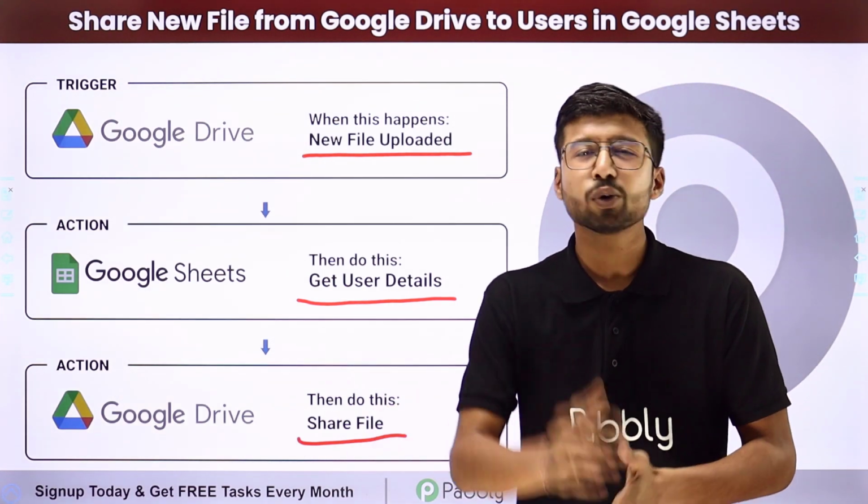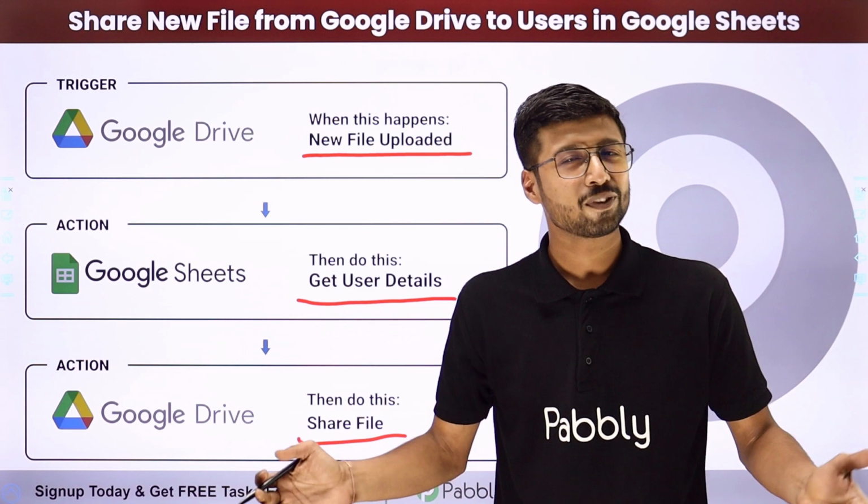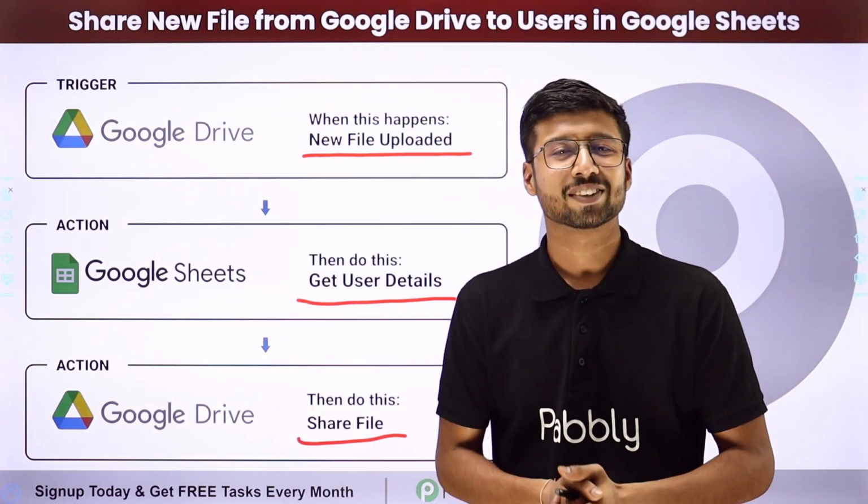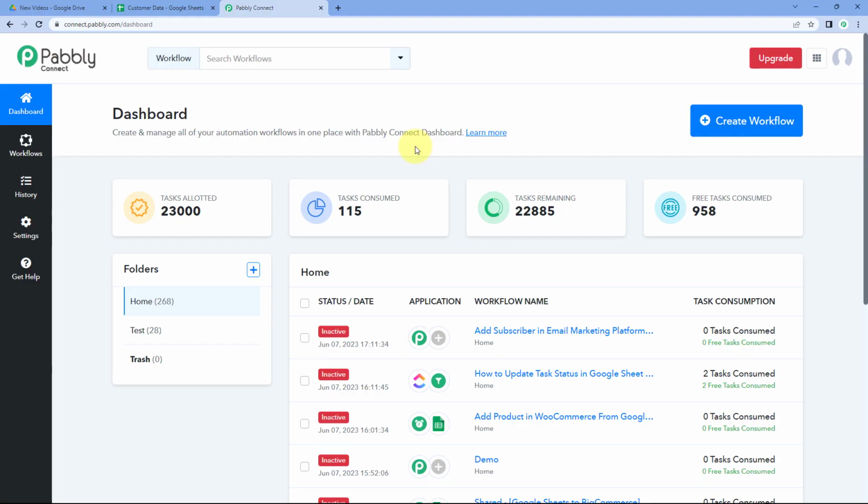So guys, if you want to know how you can set up this automation, for that you just have to come with me to my screen. So as you can see, here we are on Pabbly Connect's dashboard. Now to reach this dashboard, you will get a free sign-up link of Pabbly Connect in the description box below. By clicking on that link, you can create your free Pabbly Connect account in just 2 minutes.